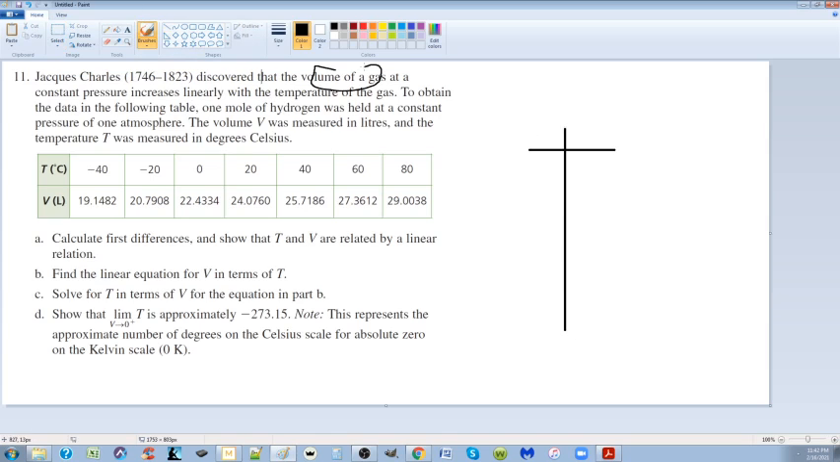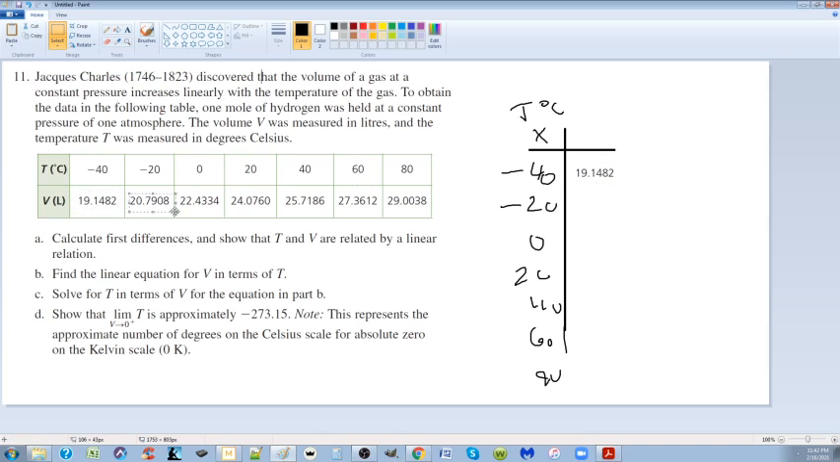So he's discovered that the volume of the gas at constant pressure increases linearly with the temperature. So the volume of gas changes, and the volume was measured in liters, and the temperature was measured in degrees. So you can see that your x values are going to be your temperature in degrees Celsius, and you get minus 40, minus 20, 0, 20, 40, 60, 80. And then you get these numbers on the right that match it. I'm not going to do them over and over again. And you're going to show that it's linear.